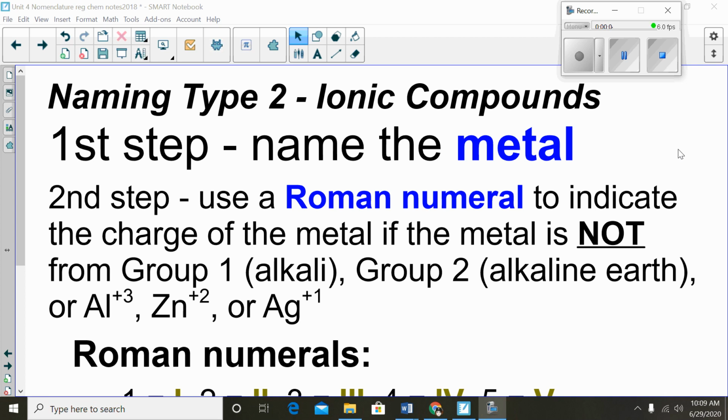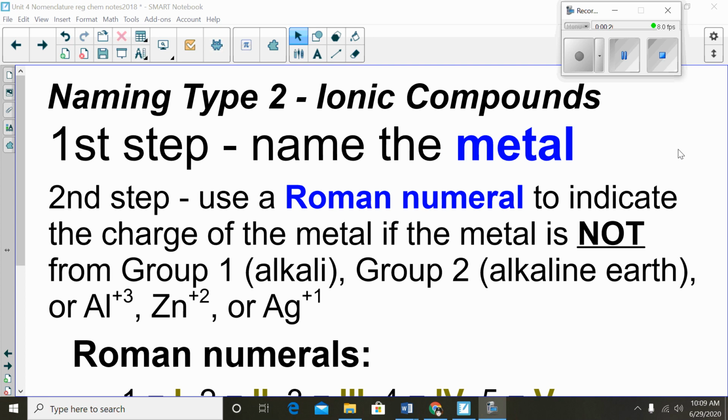This is Chemistry Unit 4, Chemical Nomenclature, naming Type 2 ionic compounds. So the first step in naming a Type 2 ionic compound is the same as for Type 1. You name the metal.